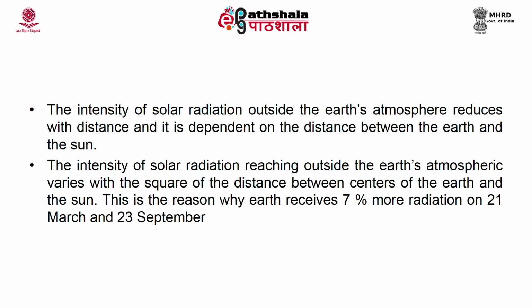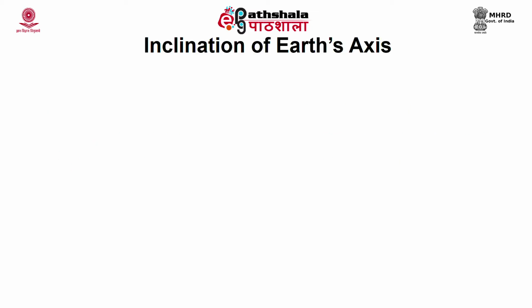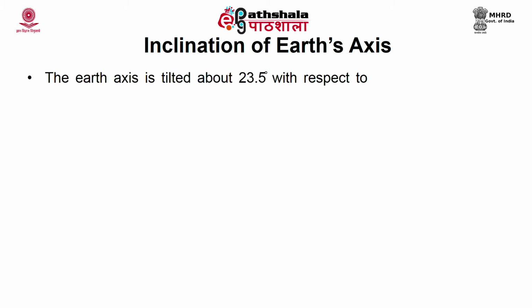So, the intensity of solar radiation keeps on changing as the radiation propagates away from the surface of the sun, but the content of wavelength in the radiation spectrum remains the same. Here the earth's axis is tilted about 23.45 degrees, or you can say roughly 23.5 degrees, with respect to the earth's orbit around the sun.